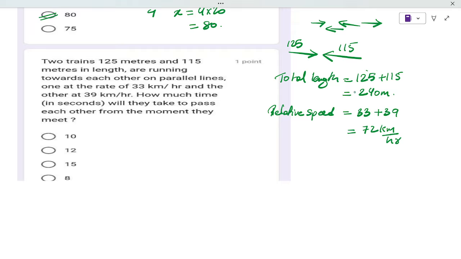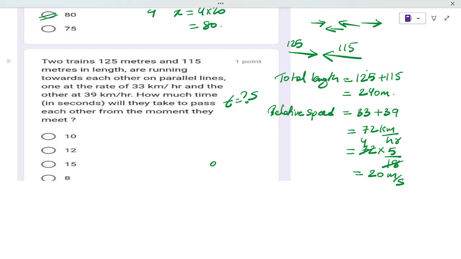But here the distance is 240 meters, divided by the time, which is in seconds. So we need to convert 72 km per hour to meters per second. To convert kilometers per hour to meters per second, always multiply by 5 by 18. Here 18 4 times, so 4 5s are 20 meters per second.